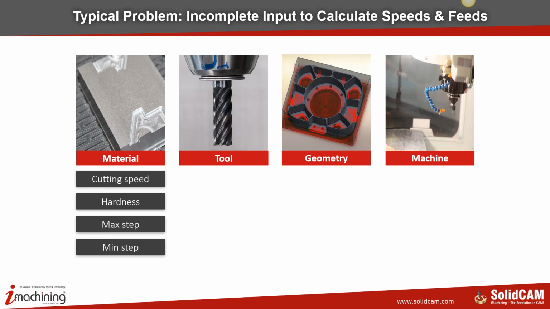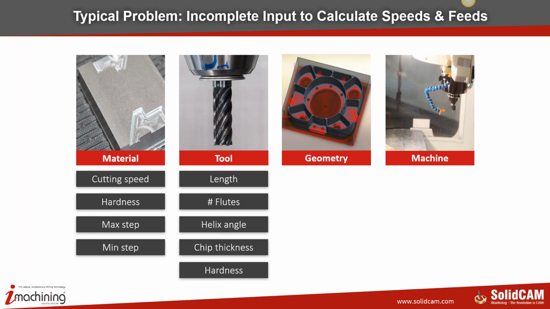I'll tell you why this is important. Just the cutting speed is not enough. The machinability of the material is also very important, so hardness is important here. What is the maximum radial step over this tool can take in this material? And what is the minimum step over it needs to keep maintaining without chip thinning happening? So this is from the material side. These are the four additional things that you need to take into account when you are generating the cutting conditions.